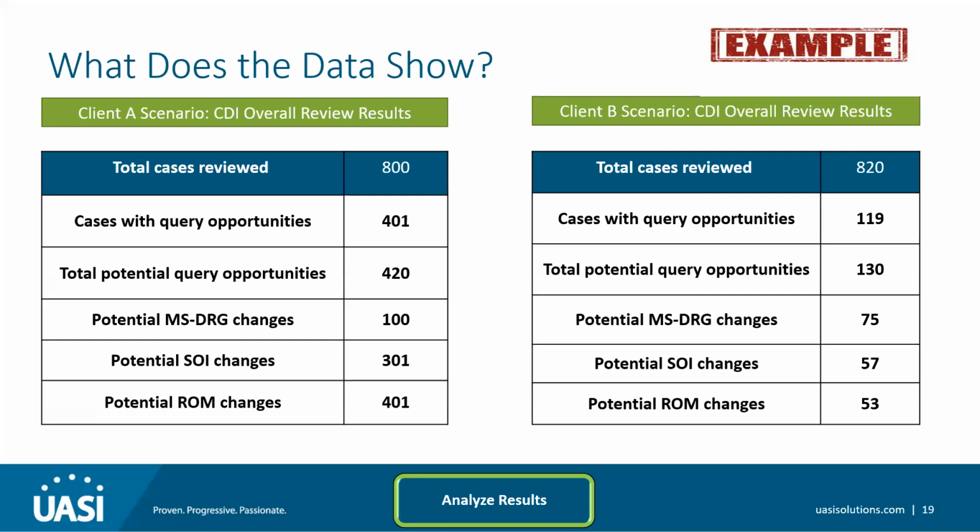So let's take a look at client A scenario on the left. At first glance, you'd say, well, this is a little concerning, right? If this is a well-established program, we don't really like seeing an additional 15% opportunity on cases already reviewed by the CDI team. However, perhaps this is a new program or really new staff, or maybe a new process was previously put into place and you were just looking at DRG impact, but you expanded the program to review SOI or ROM. It is normal to find query opportunities in an audit.